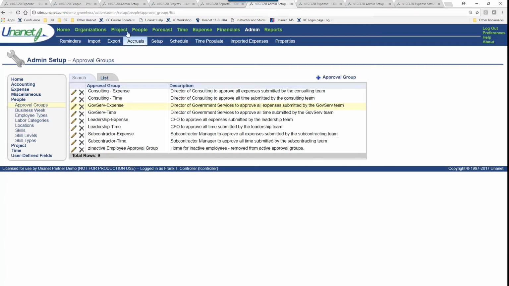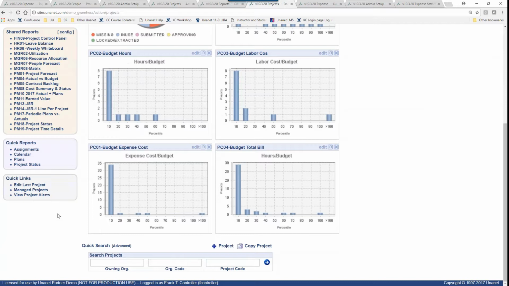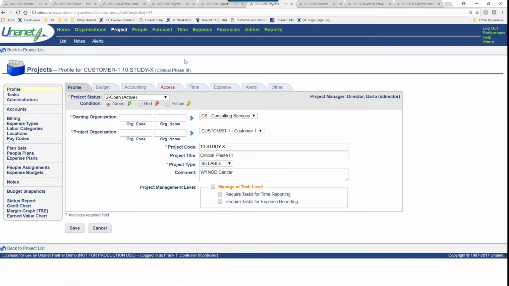Now, optionally, your projects can have project level approvals on them also for expenses or time, either way. So again, this is more of an internal decision because project level approvals are optional. You don't have to have them.